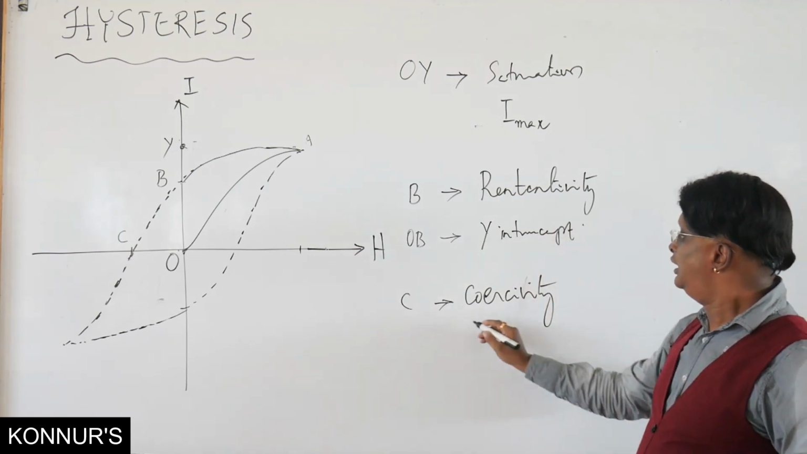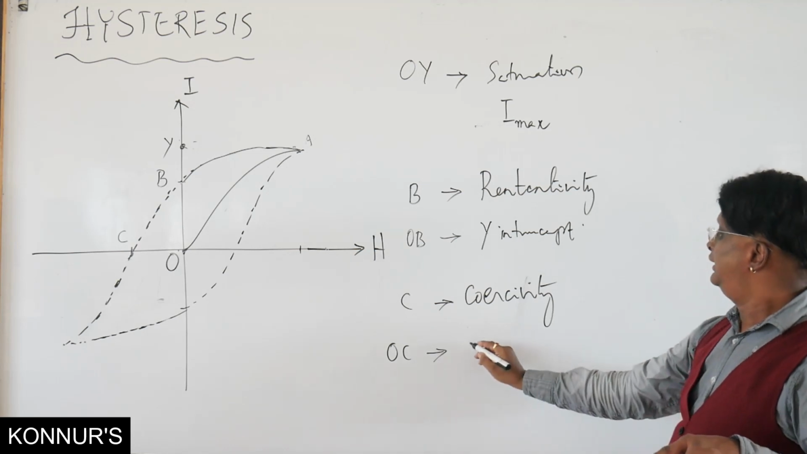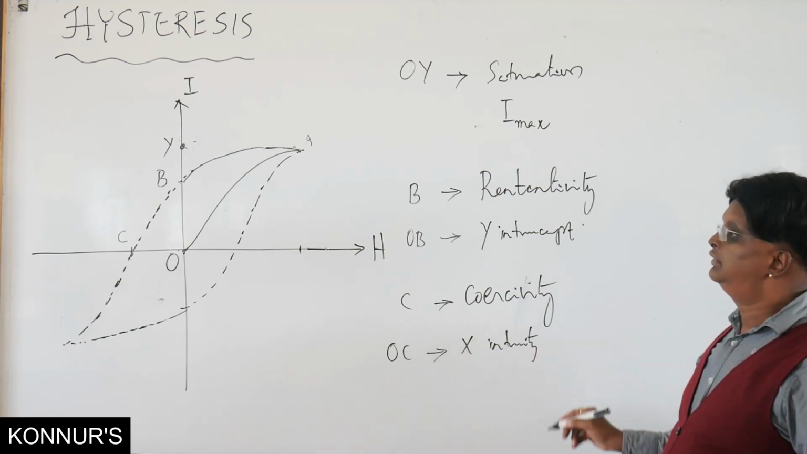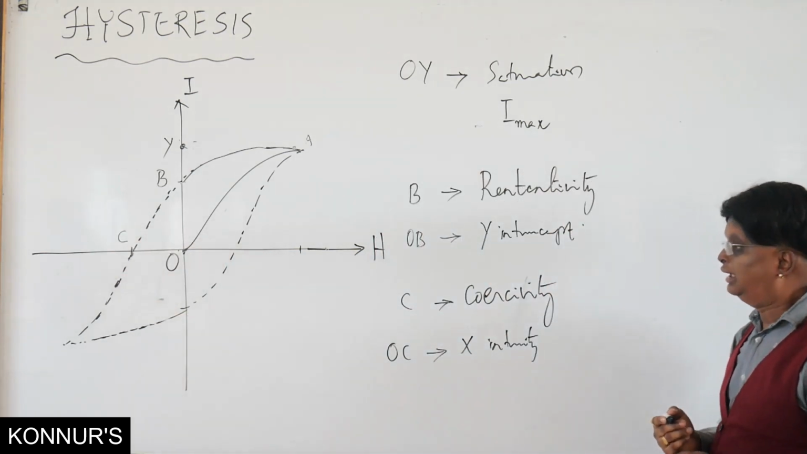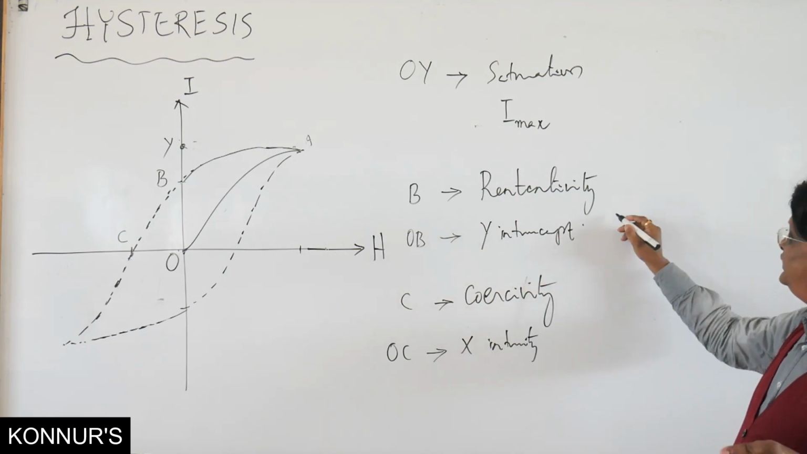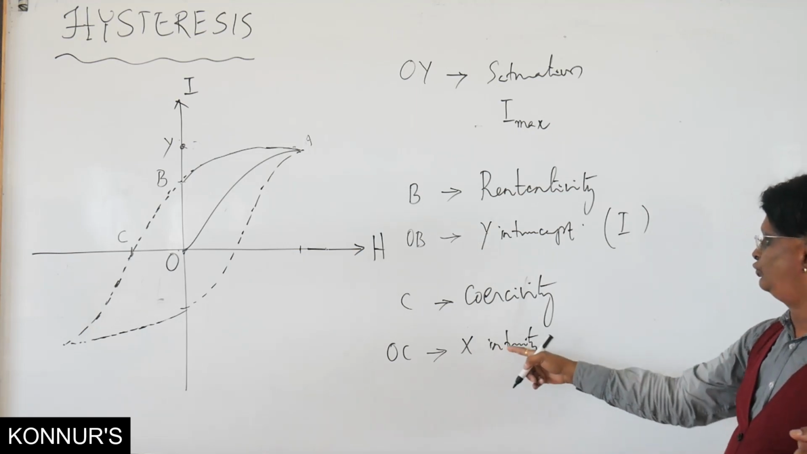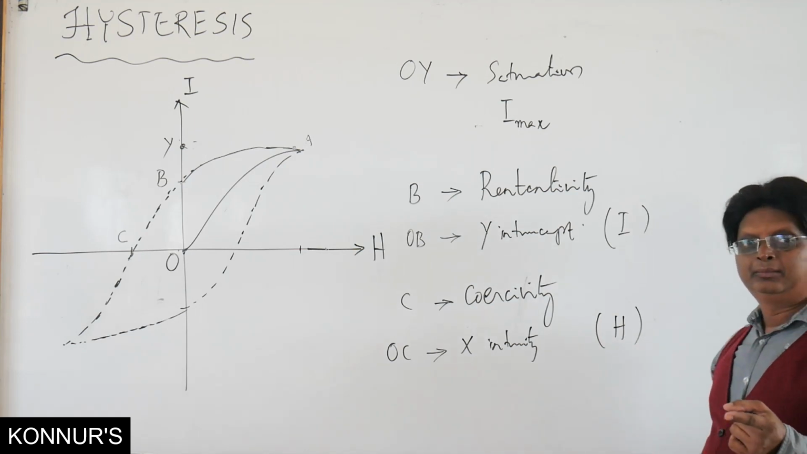It is the y-intercept. Coercivity, I am writing as OC. It is the x-intercept. We will see that this OC is on the negative axis that we have shown. And one more thing: when we say OB, the y-intercept, it refers to the value of I. When we say x-intercept, this OC, the coercivity refers to the value of H.